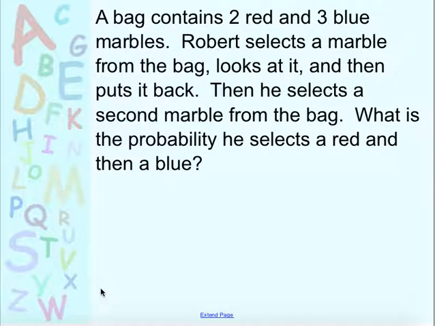Let's try this one. The bag contains 2 red and 3 blue marbles. Robert selects a marble from the bag, looks at it, and then puts it back. So we still have all 5 marbles. Then he selects a second marble. What's the probability he will select a red and then a blue?